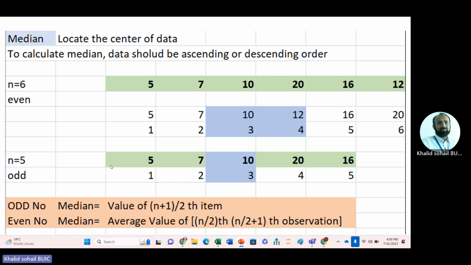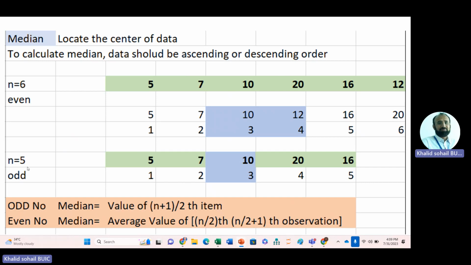Now, for example, we have these six observations. For median, there is one condition: the data should be either in ascending order or in descending order. So first we have the data 5, 7, 10, 20, 16, and 12. First we arrange the data like 5, 7, 10, 12, 16, 20. Now it is in ascending order.